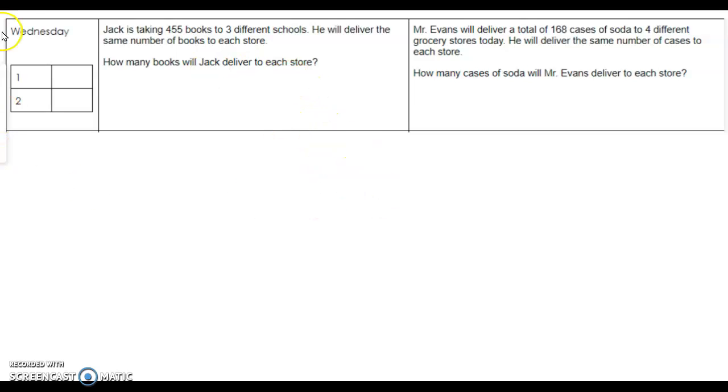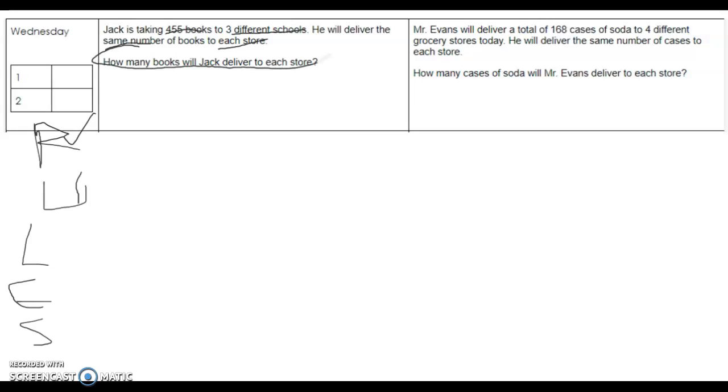So we see words, we see numbers, and we know this is a word problem, so we need to write down RULES. Okay, now I'm going to underline my important details. I read it, now I need to underline. Well, it's important to know that Jack has 455 books that he's taking to 3 different stores or schools. We also want to know that it's the same number to each.